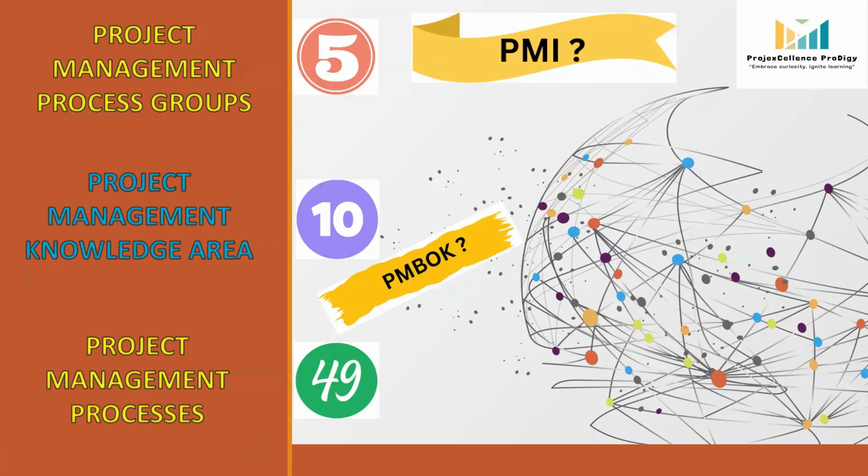In today's episode, we are going to discuss various terms as project management process groups, which are 5 in total, 10 project management knowledge areas, and 49 project management processes. Before we explore these terms in detail and discuss their interrelationships, first we should know where they come from. It's important to understand their origins.